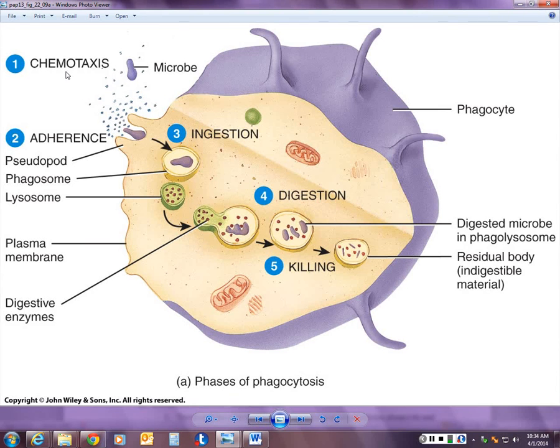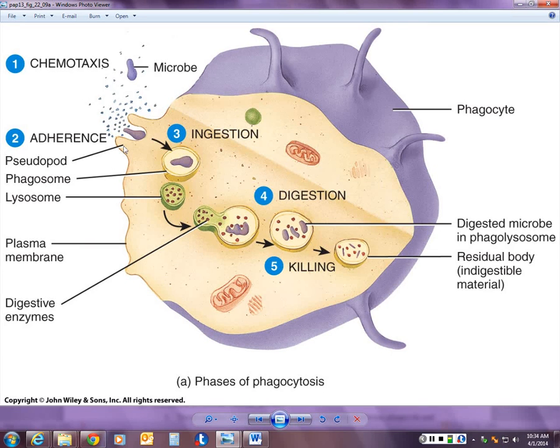These chemical messages, these cytokines that get released by the damaged tissue, can then begin to attract phagocytes to the damaged area. Next we'll see adherence. Adherence is the process of that phagocyte allowing the target microbe or target matter to stick or adhere to its cell membrane. Usually this is a function of membrane proteins found in the membrane of that phagocyte. Next we have ingestion.